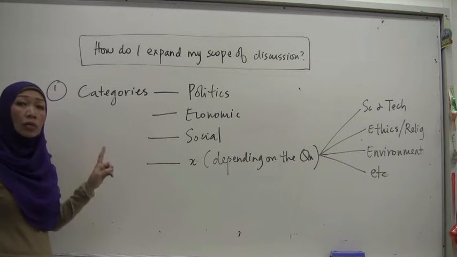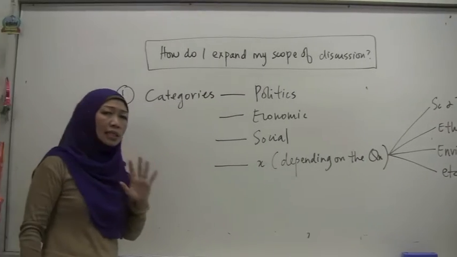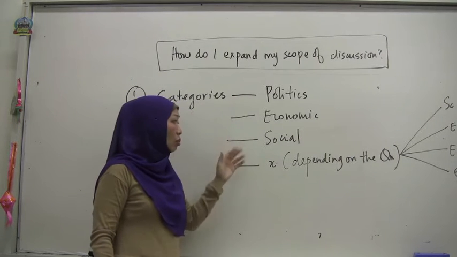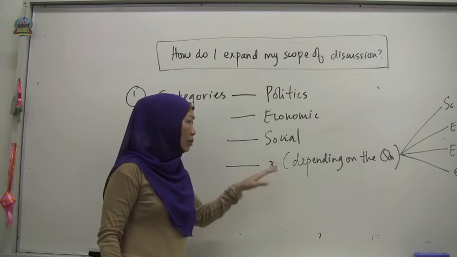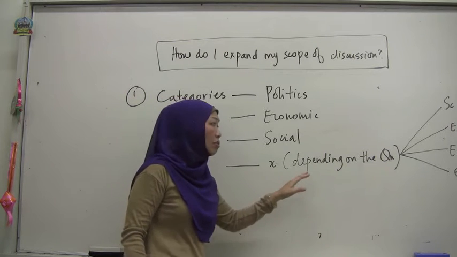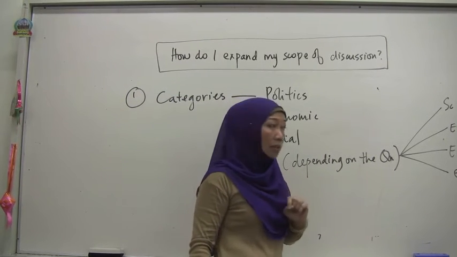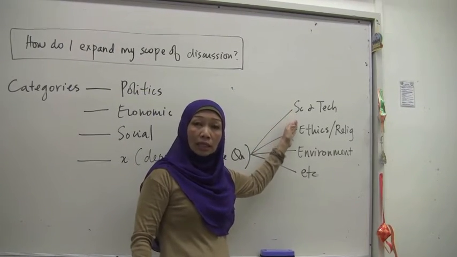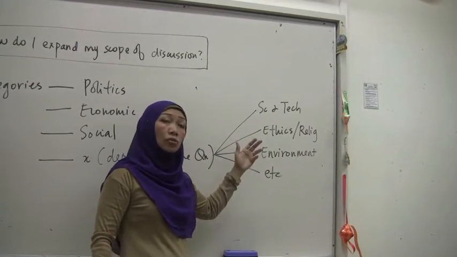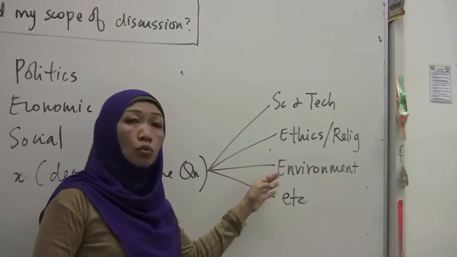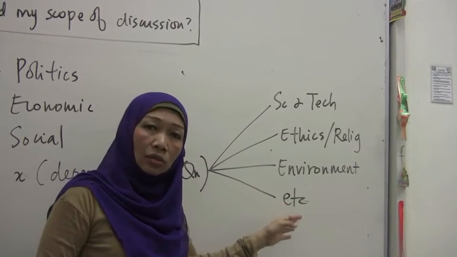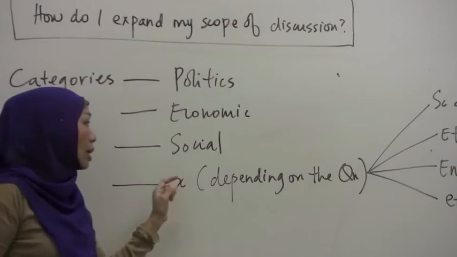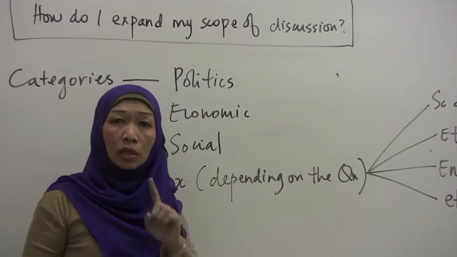The first way is to brainstorm using categories. The simple categories that we often tell students to use are politics, economic, social, and something else. Now this something else, the X that we are talking about here, really depends on the kind of question you're trying to attempt. So some questions may lend you to be talking about an issue related to science and technology, or it could be also an issue related to ethics and religion, or it could be an issue related to environment and other things, sports, media, right? So this last category is really dependent on the kind of question that you're asking.